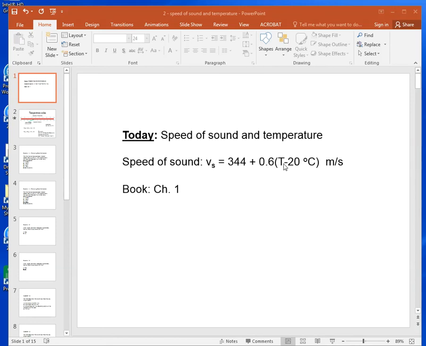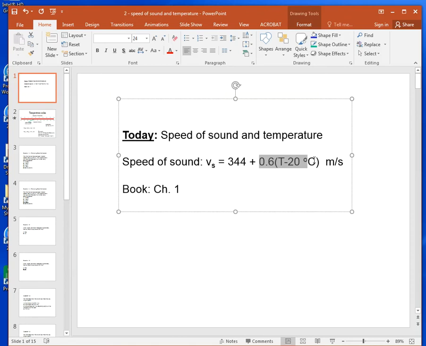One of the things that we can see here is that if the temperature, let's say T, is 20 degrees, then you do 20 minus 20, and so this whole term right here would not actually matter. And you just have 344 meters per second.